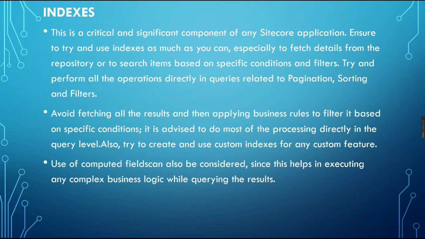So for any content item which has many sub items, try to get them through an index, not through querying it, or Sitecore queries, or using GetDescendants or anything. You need to avoid that.